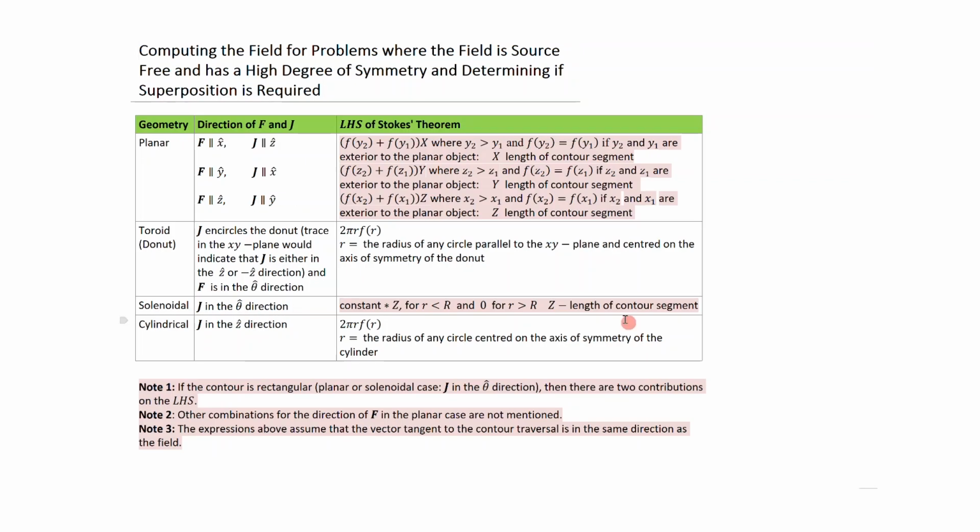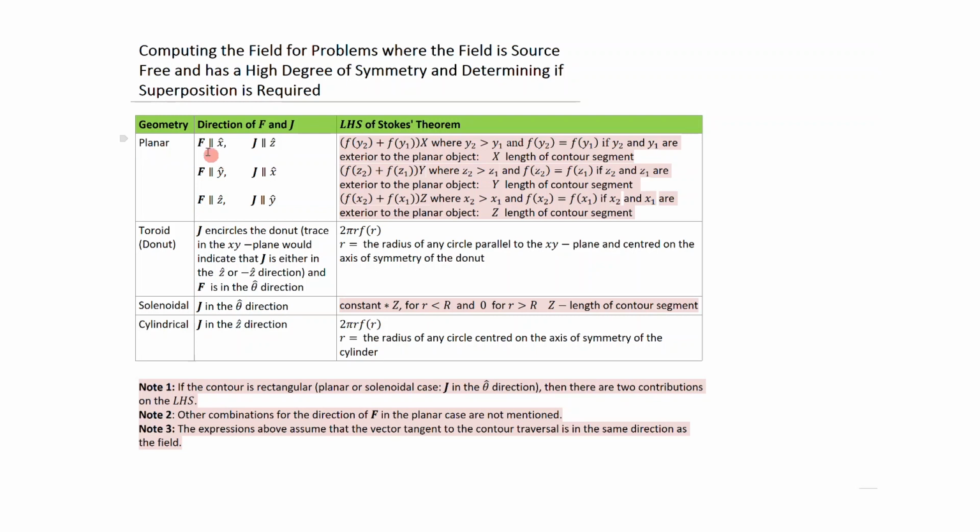All right, this is then in summary form the different geometries we considered. We looked at planar geometries, toroidal, solenoidal, and cylindrical. And again, for the planar case and the solenoidal case shown here, there are two contributions on the left-hand side of Stokes' theorem.